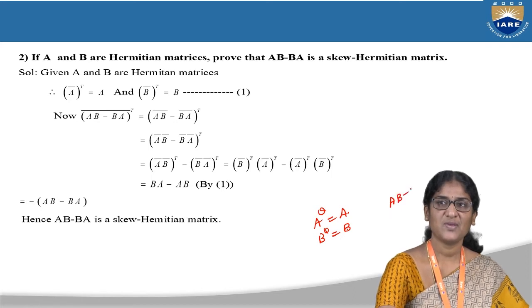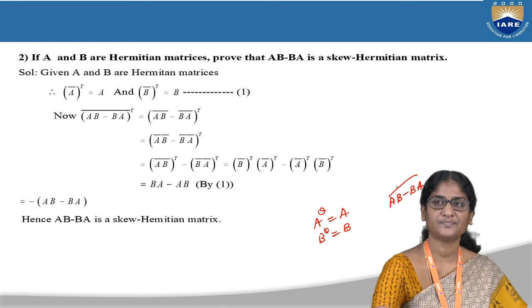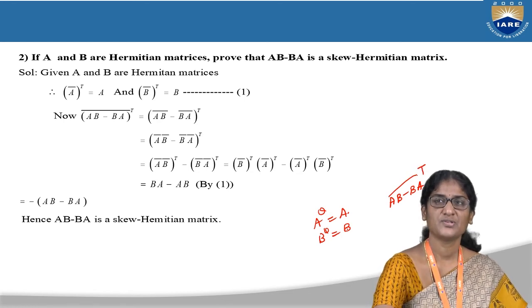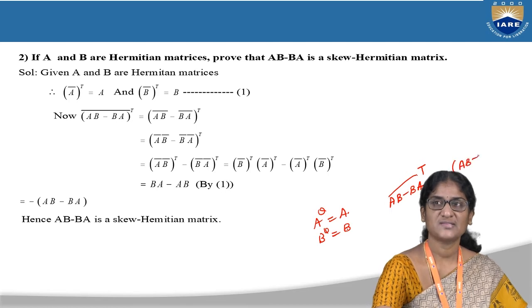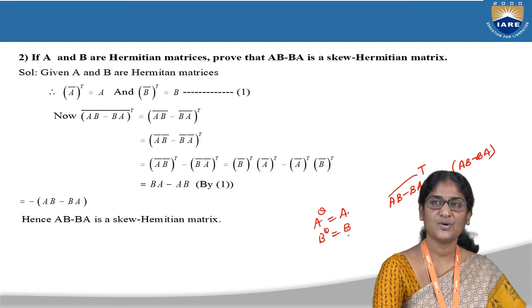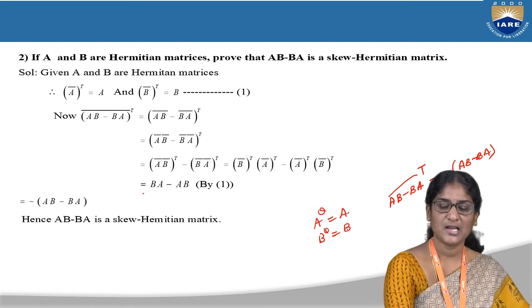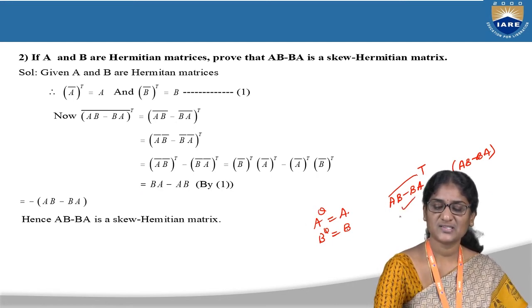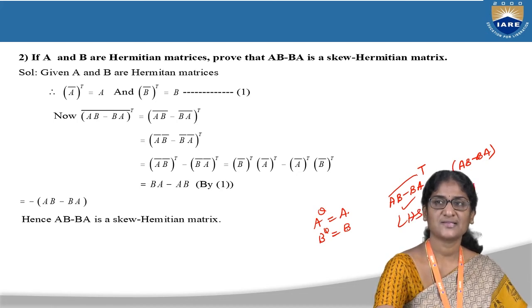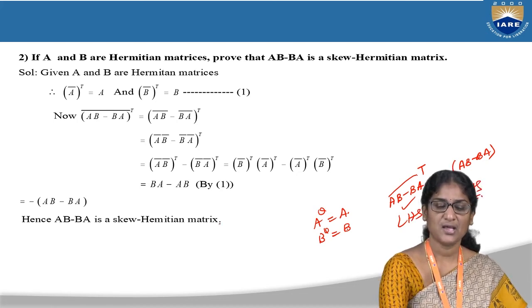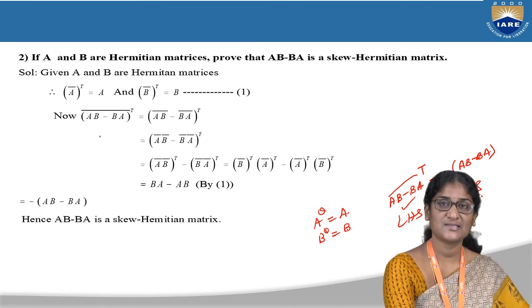That means AB minus BA whole bar transpose should be equal to minus of AB minus BA. We should get it like this. Then you can call it a skew Hermitian matrix. For that, I'll write this part as LHS and this as RHS, the right hand side part that we have to get. Now you consider the LHS part.